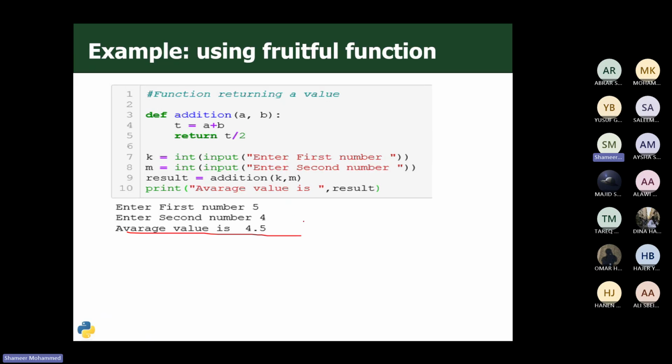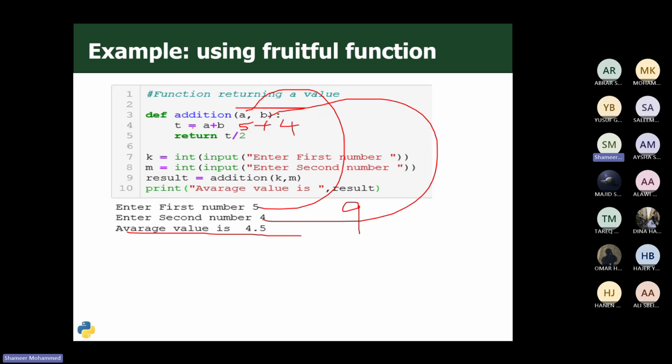Average of 5 plus 4. 5 plus 4 is 9. So here 5 will go. See here, enter the number 5 means 5 will be stored here. 4 will be stored here. So 5 plus 4, 9. So 9 by 2, that is 4.5. So that will come and return here and store in the result. So result, what you are doing? You are printing. So this is the answer.